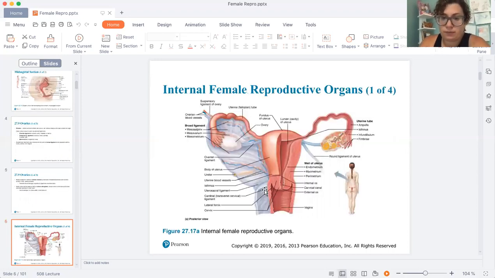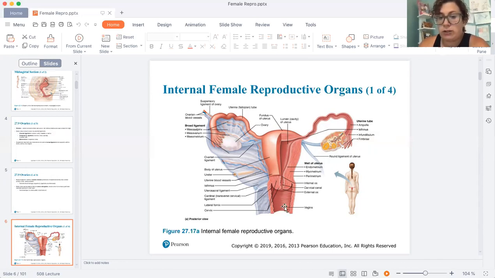If we just took the internal female reproductive system and looked at the posterior view, we see the uterus right here, and the fallopian tube with its fimbria. Fimbria is a Latin word for fingers, and they don't actually fully touch the ovary. They just hang out and float. And here's a cross section of everything.